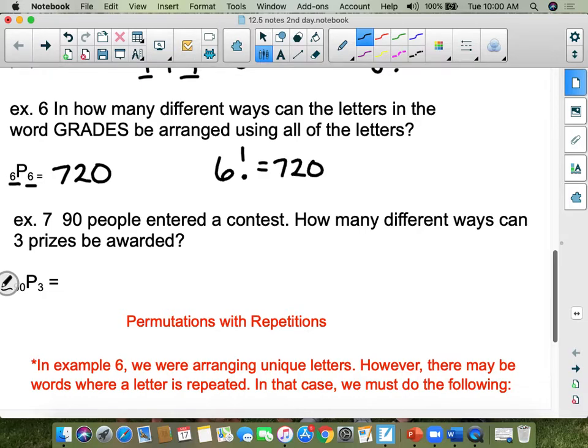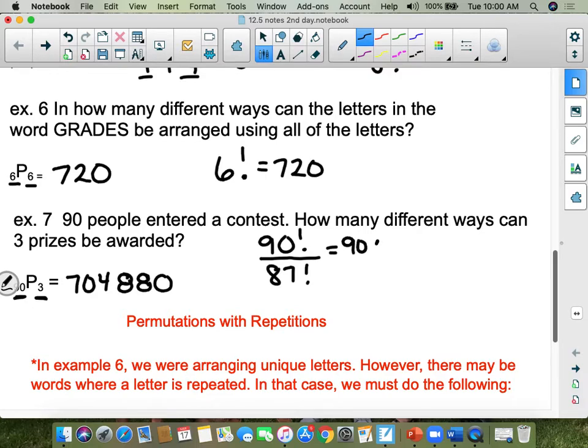Okay, now, one more time, the numbers are different. If you do 90P3, wow, it's 704,880. If you don't have a calculator, you're going to do 90 factorial divided by 90 take away 3. 90 take away 3 is 87 factorial. Your calculator might not be able to do that.